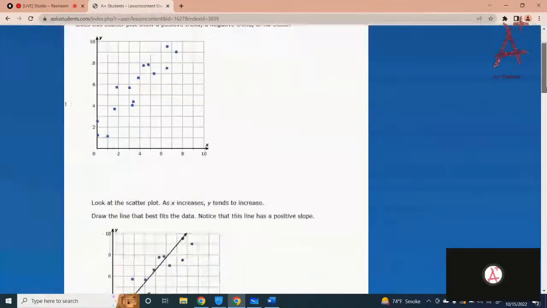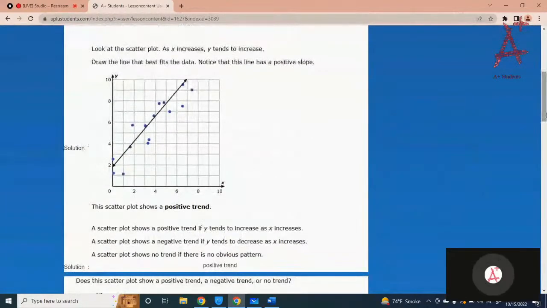Just look at the scatter plot. As x increases, y tends to increase because the x values and y values, both of them are increasing. That means the graph has a positive trend. So draw the line that best fits the data. Notice that the line has a positive slope. Got it? Because the x values are increasing and y values are also increasing. So just make a line that covers most of the points on the line.